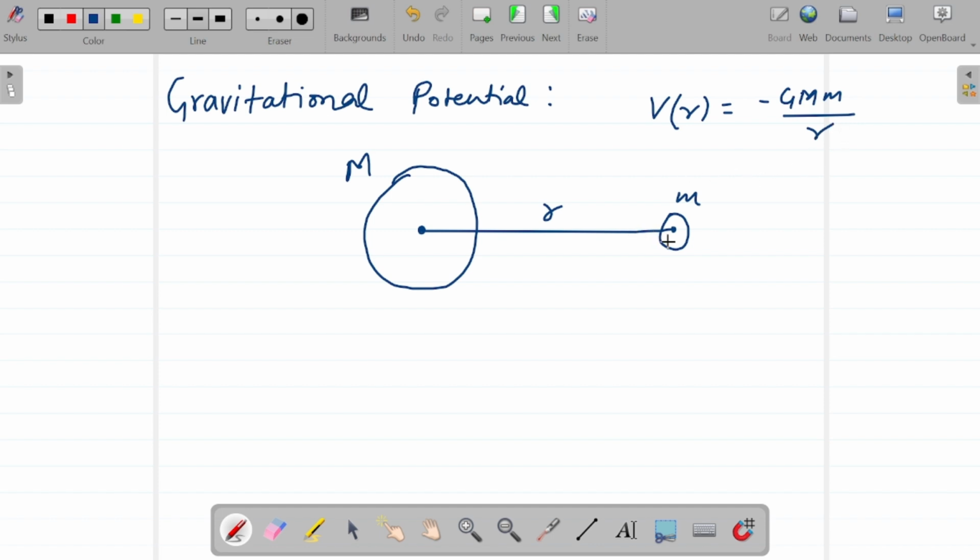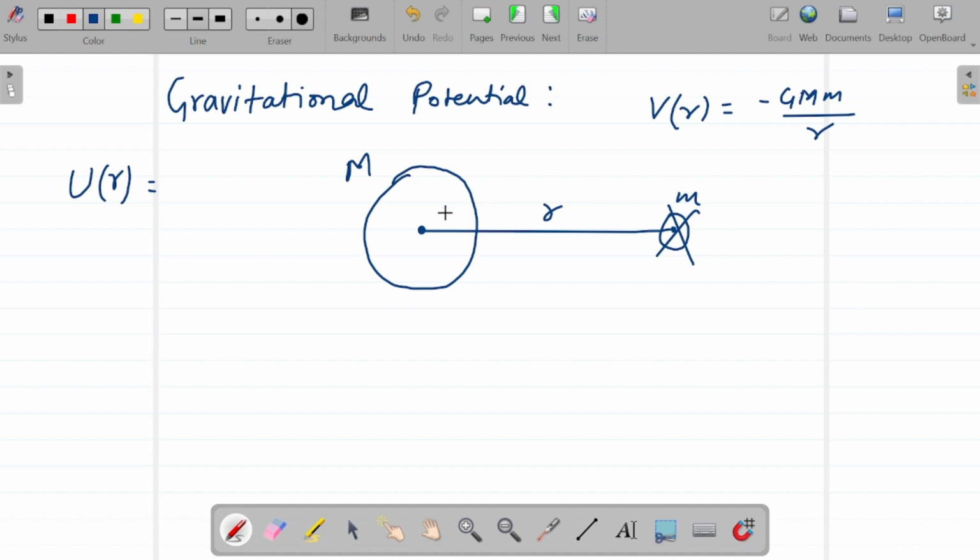Now I want to know, if there is no small m mass here, still there will be gravitational field around this body, and due to that gravitational field there will be gravitational potential. This gravitational potential we are going to write as, let's say, u r, and we can define the potential energy per unit mass at distance r. If there is no mass here, still there will be gravitational potential, because if this body is here and you are bringing another body, there will be a change in potential energy.